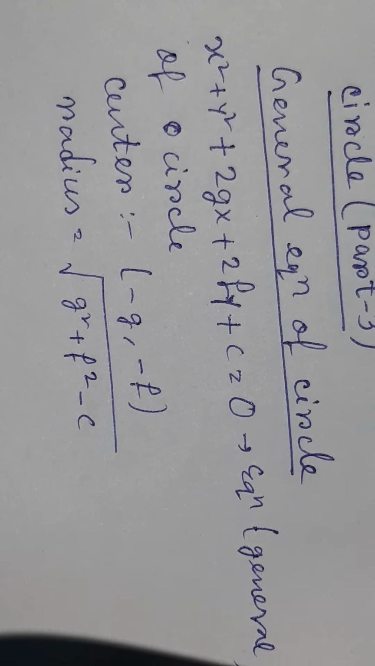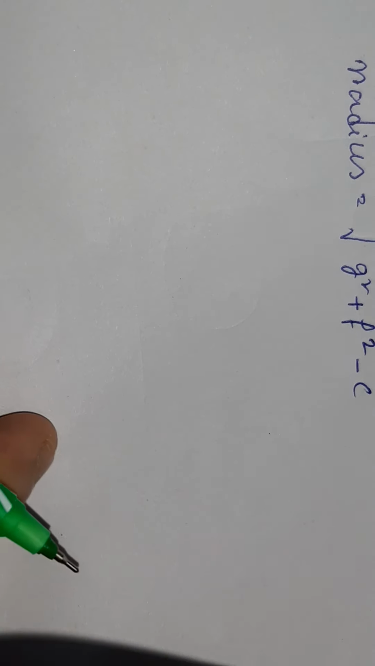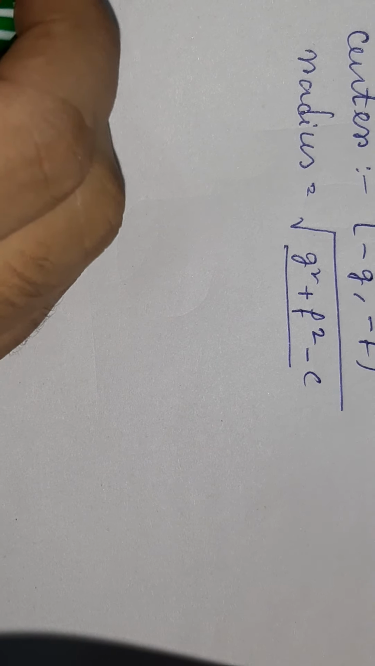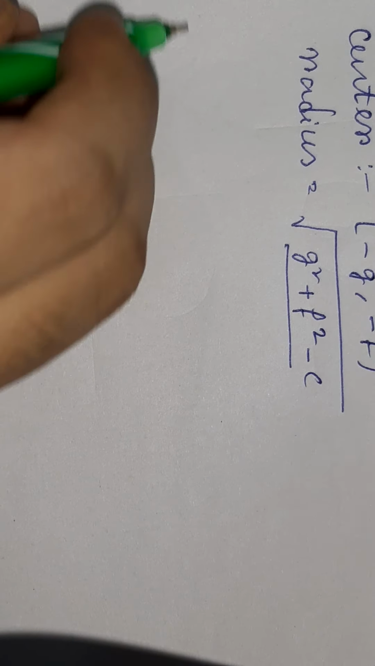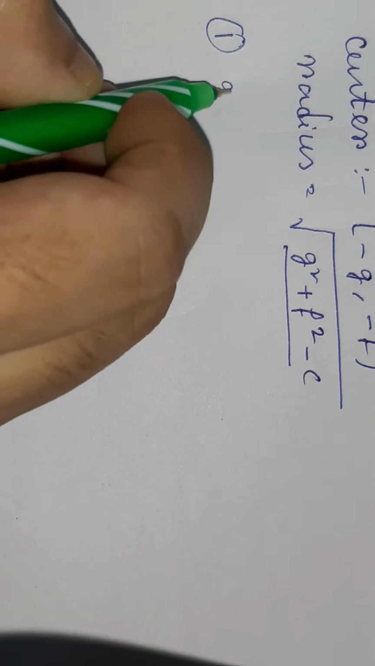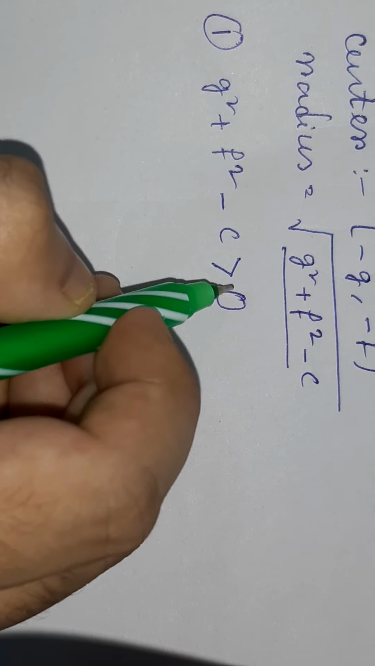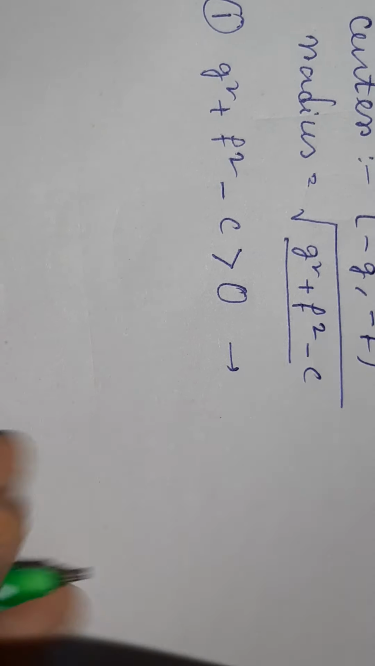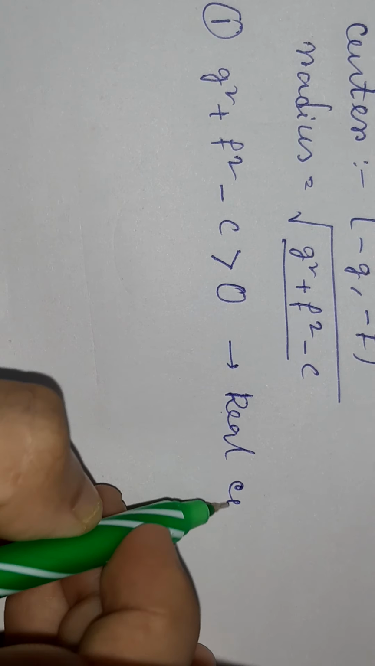Okay, so depending upon the nature of the radius, or the square of the radius, we can find different types of circle. One is, if g square plus f square minus c is greater than 0, then we can call that the circle has a real radius, so we can call it the real circle.